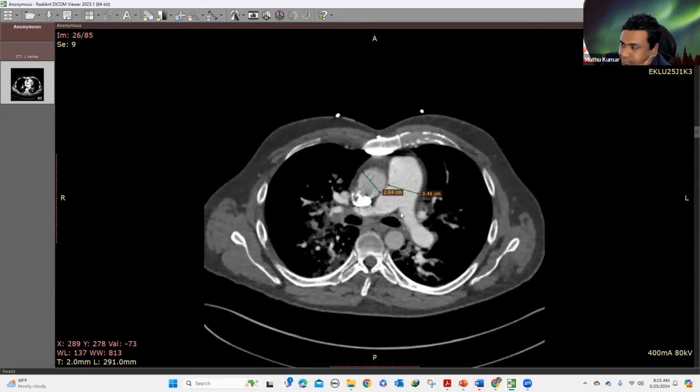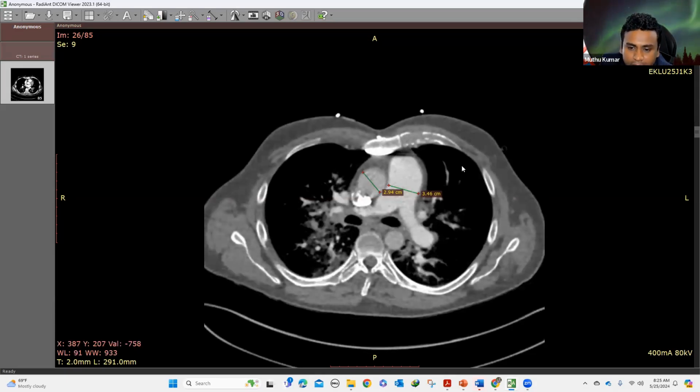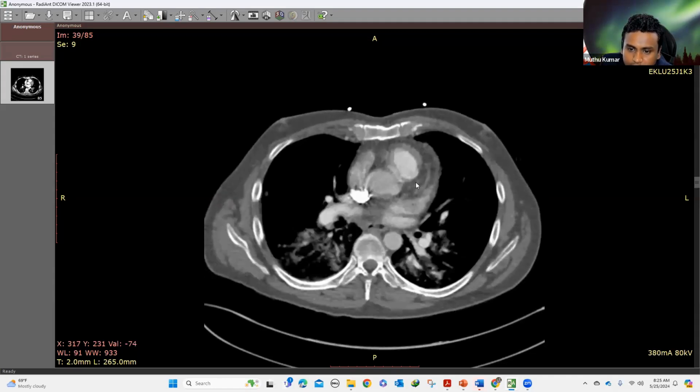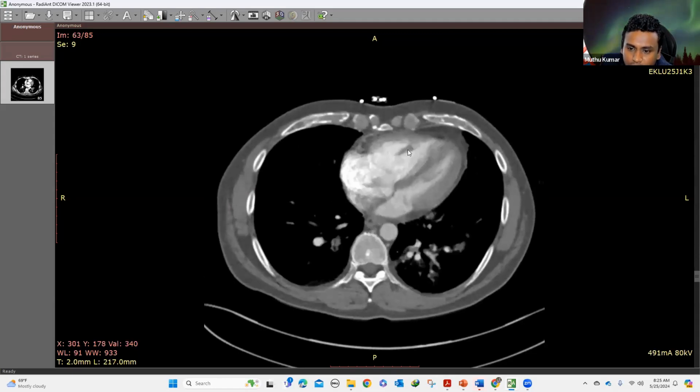CTEPH. Good. Excellent. So this patient has CTEPH. How do we know? So the patient clearly has a history of PEs, and the other thing is the pulmonary arteries are enlarged, as well as the right atrium and the right ventricle.